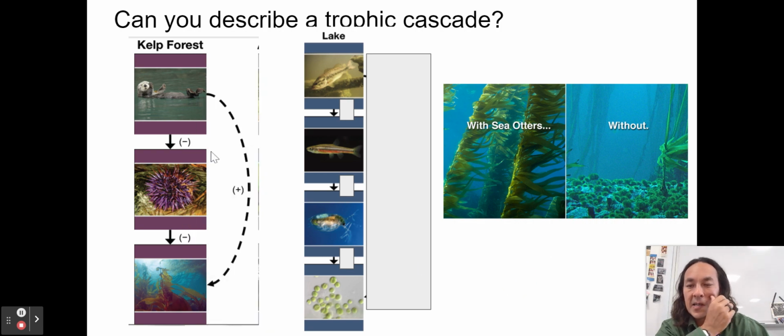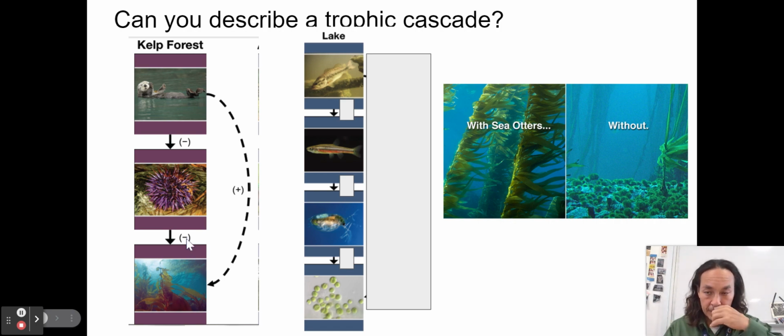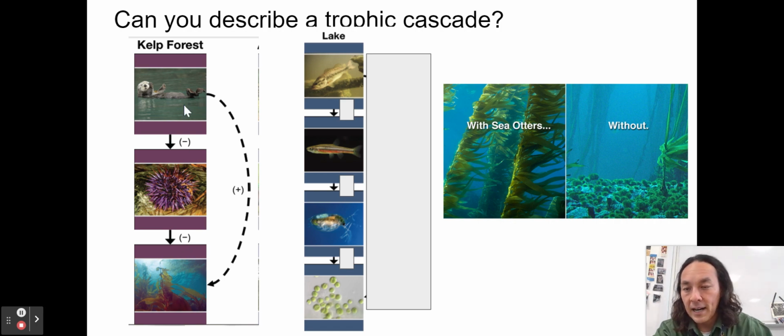You should practice these. But you saw that in this instance, the otter is going to eat the urchins, so that decreases their number. That's why we put a negative here. The urchins eat the kelp. That decreases their number, so we put a negative here. Two negatives equal a positive. In other words, these sea otters help the kelp because they control the predator of the kelp.